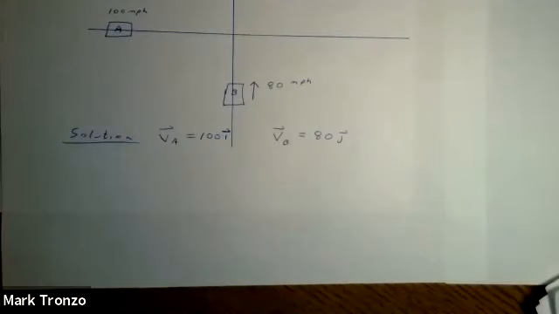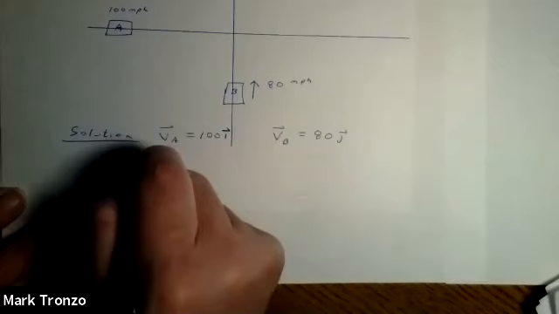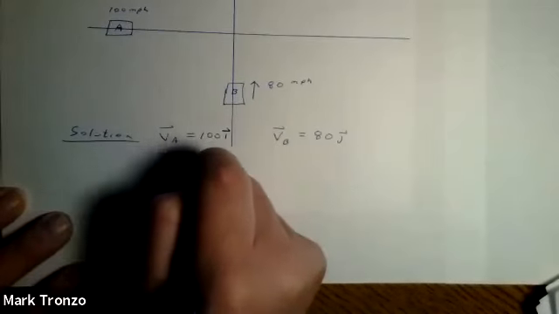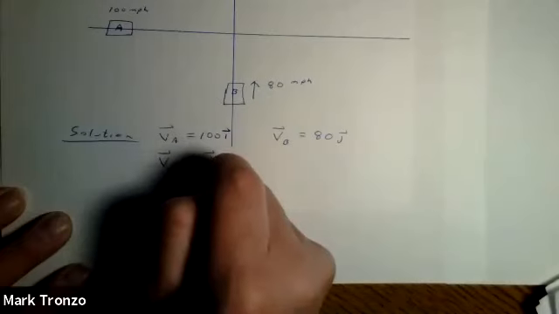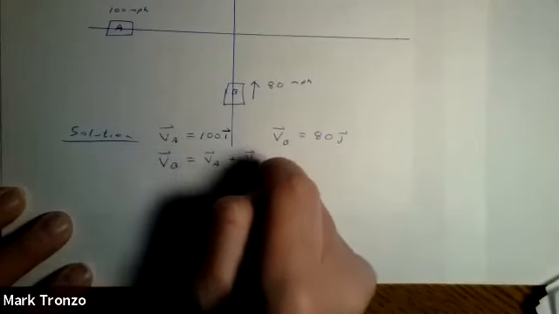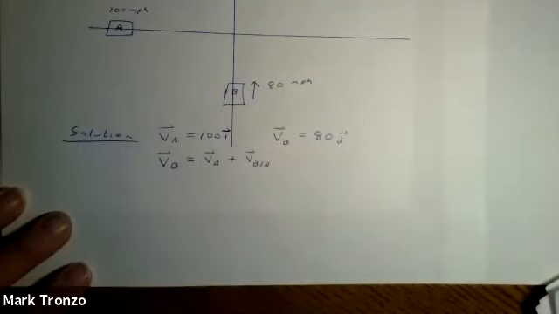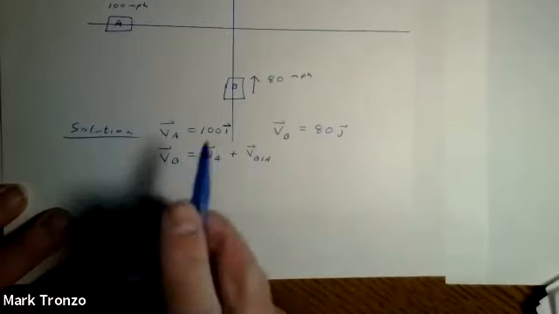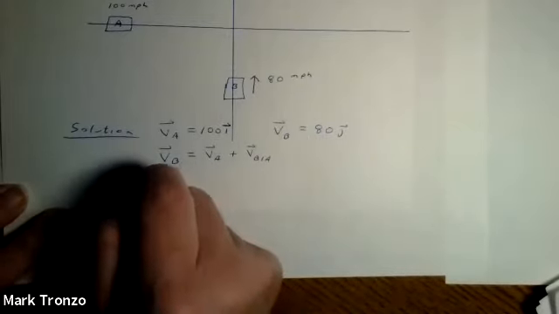Now if we want to find the velocity of B relative to A, we have to use the equation that has B over A. So that would be this equation here. And now just plug everything in. So plug this one in over here.